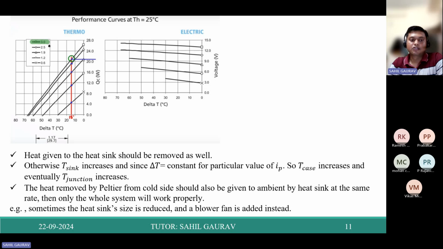So in order to do it properly, you have to reduce the heat sink size and use the blower fan. You can increase the heat sink size, and by increasing the heat sink you can extract more heat energy from the case or body. But the problem is that it will degrade the quality of the design of your product. So it's better to just reduce the heat sink size and use a blower fan along with the heat sink.